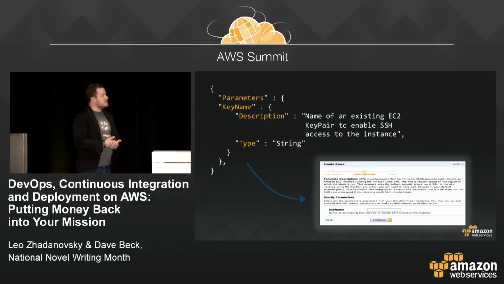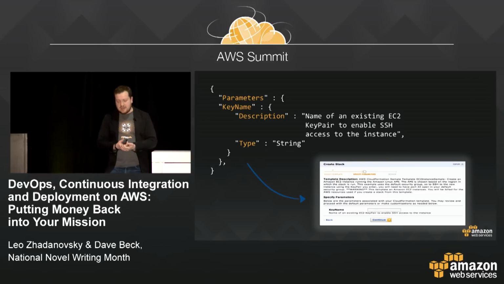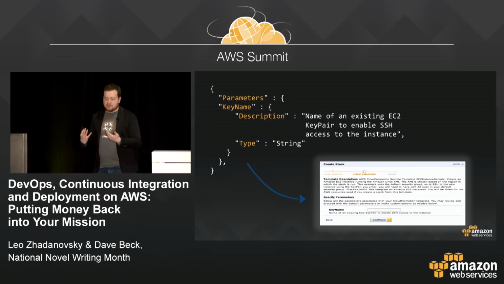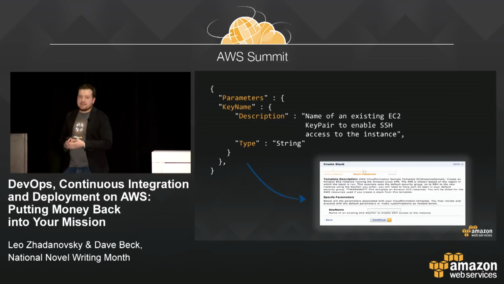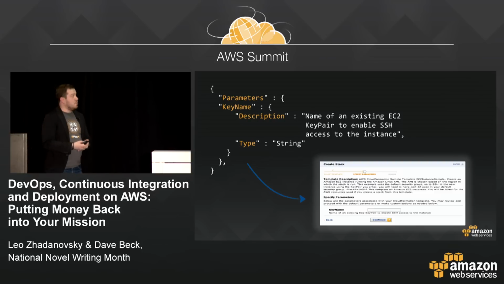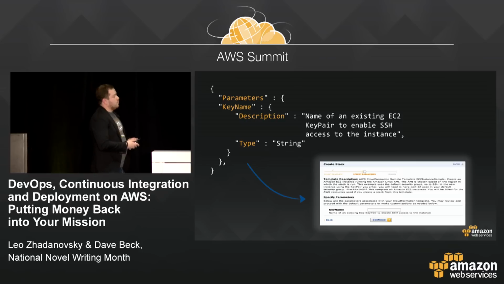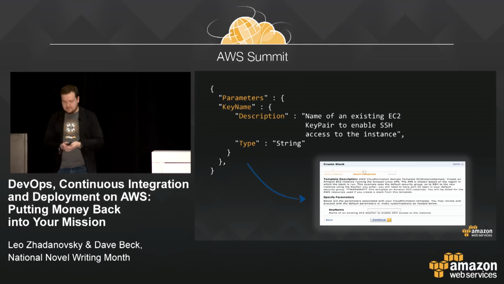So lastly, here's an example of a parameter. Again, I'm just asking what EC2 key pair should I use so that I can SSH into my instances. And this is what it actually looks like when you're launching the template on AWS.